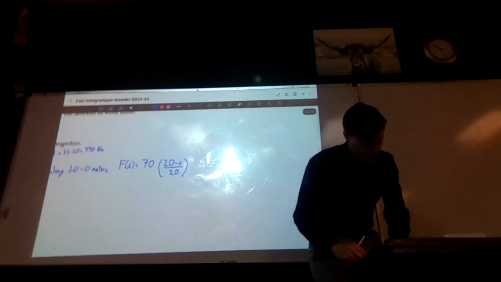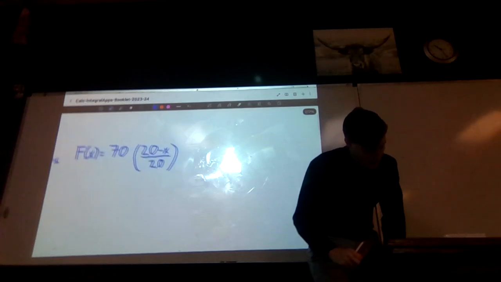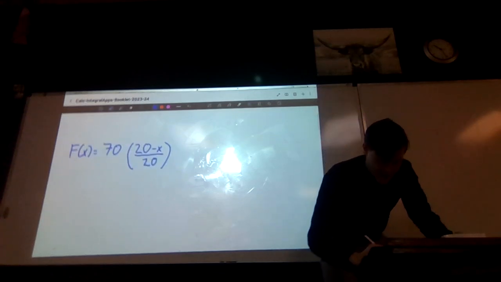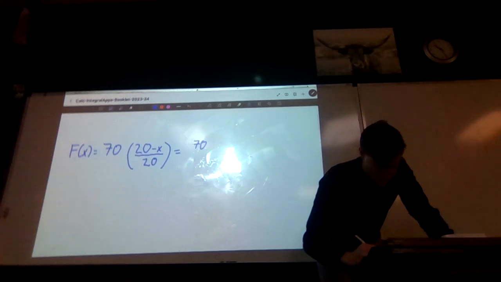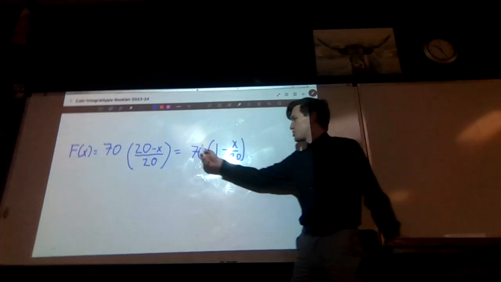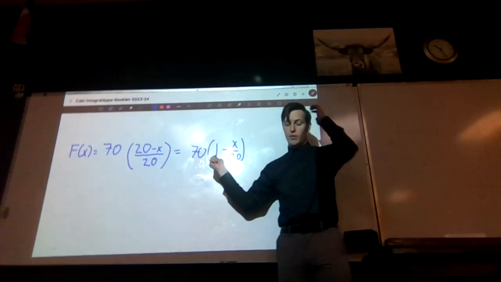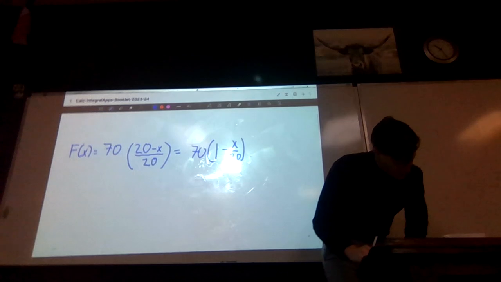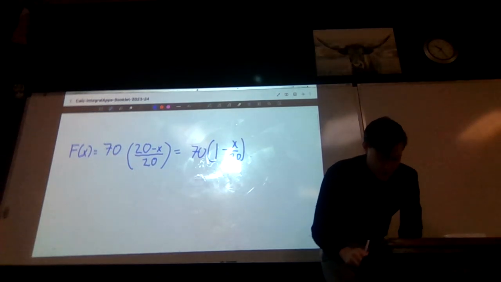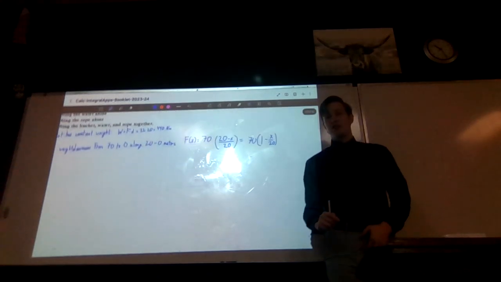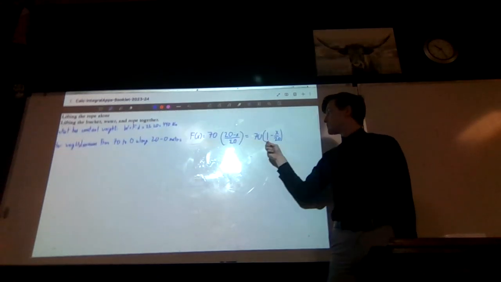Okay, so then we can go ahead and just look at this. If we separate this out, this actually becomes 70 times 1 minus x over 20. We just separate out the 20 over 20 and the x over 20, and 20 over 20 is 1. Therefore, we can distribute this out a little easier. And now, do we have a function for force? Yes.